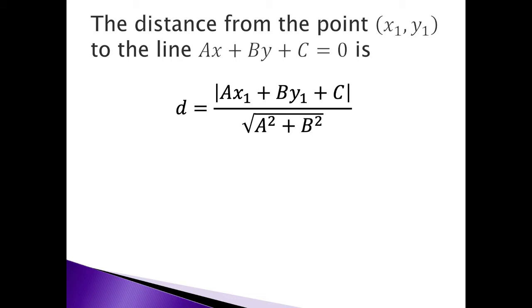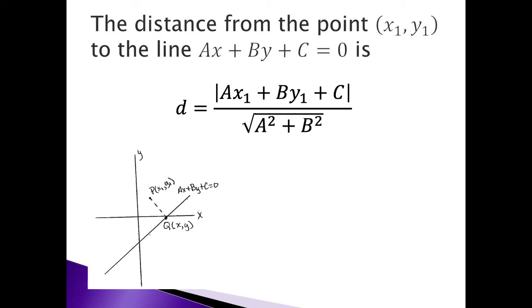Now, what we're talking about is the point is not on the line. The equation of the line is in general form, and you're drawing the shortest distance from the point to the line, and the point could be anywhere on the line, but you're talking about the shortest distance, so that's the perpendicular distance.